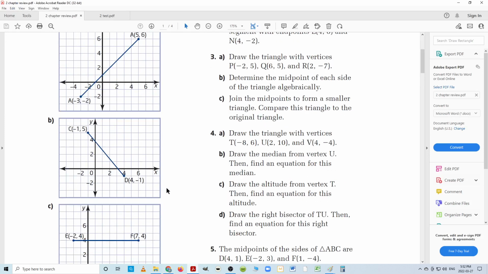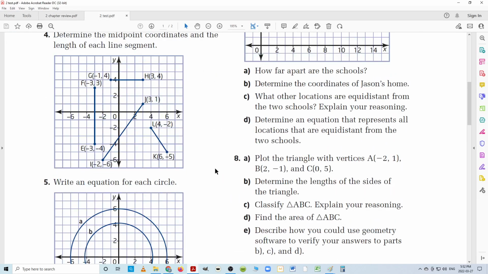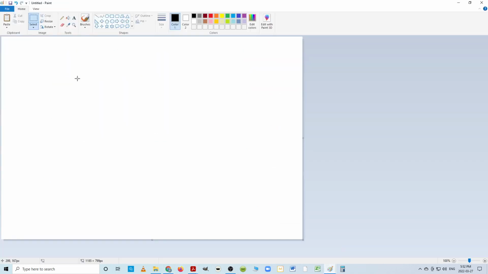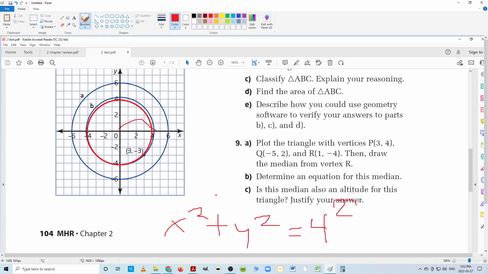Okay, next one. Oh, that's Chapter 2 review, so we're doing the test here instead. Write an equation for each circle. So the secret here is to say, okay, all I need to do is find the radius, because the radius squared will be the circle. So quickly, just looking at this red inner circle first, I can quickly see that the radius here is from 0 to 4. So I can just say x squared plus y squared is equal to 4 squared. And I just rewrite that as 16. And that's the formula for that circle.